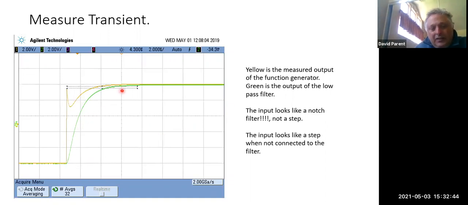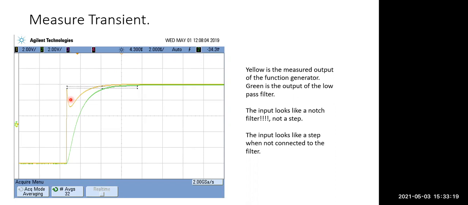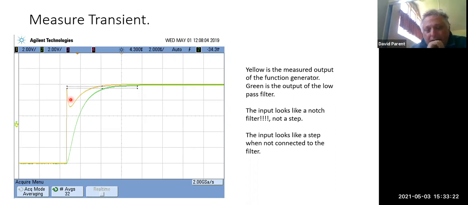So the green is in fact supposed to be the output of the circuit for a step response. But notice there isn't an overshoot. And because that was weird, I wanted to check the input. Can anybody tell me what this looks like based on today's lecture, the yellow? Just shout out a guess. What system is that? A notch? Yeah, it's a notch.